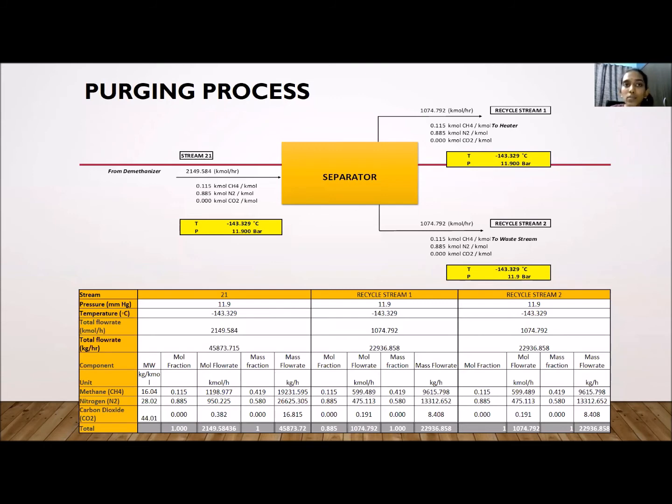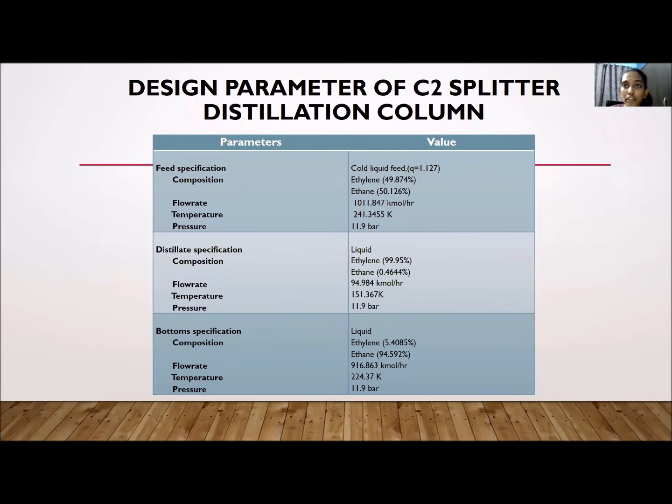So now let us move to the design parameters of the distillation column. We are required to choose a distillation column that is found in our plant for the sizing of equipment. Hence, we choose a C2 splitter. There are a lot of parameters that we design for the C2 splitter, so I'll just discuss some of the important parameters. There are two streams in our C2 splitter, which are the distillate and the bottom. The feed is a cold liquid feed. The distillate and bottom are liquid too.